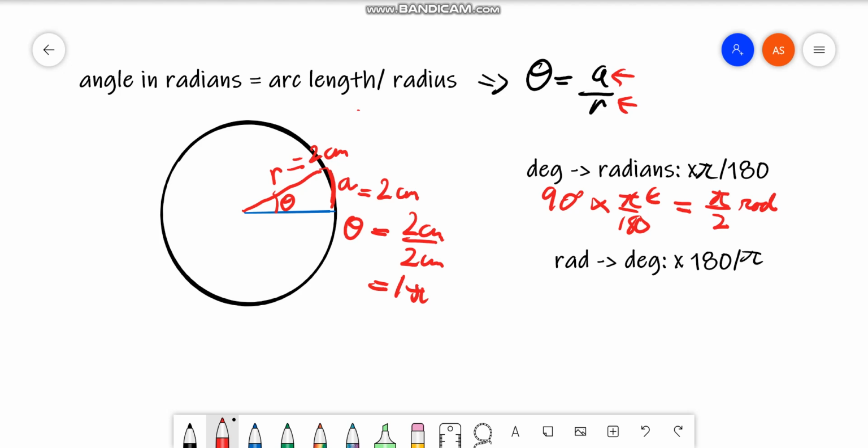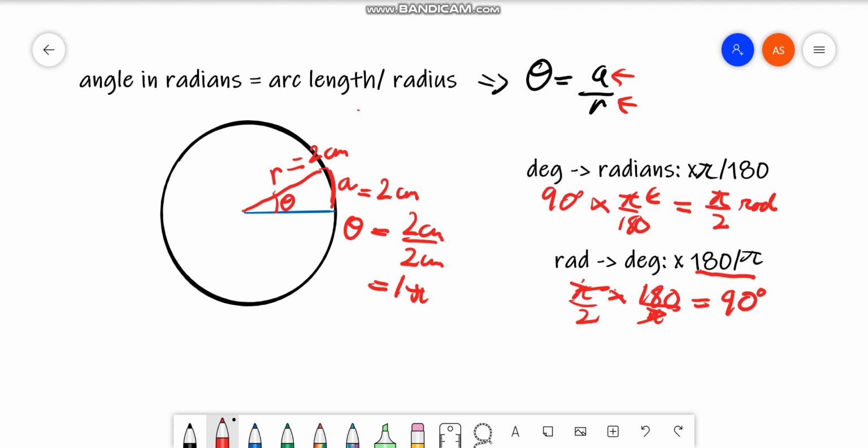Now if we want to go back from radians to degrees, you multiply by 180 over pi. For example, let's keep the same thing, pi over 2 radians, multiplied by 180 over pi. So the pi would cancel out, and as you can see, you get 90 degrees back.